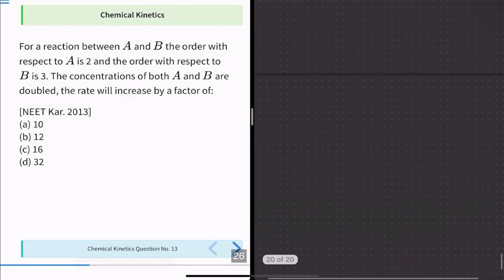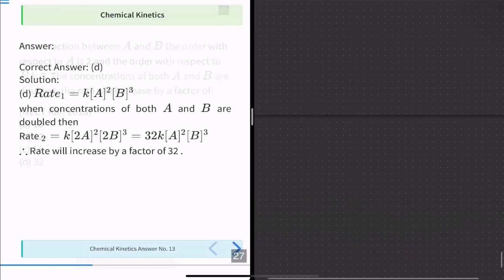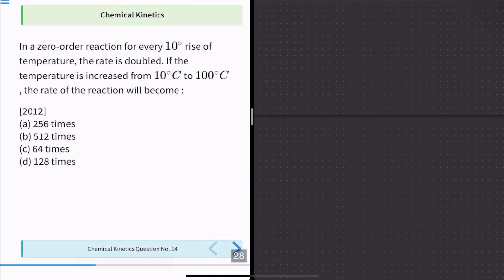Question number 14. In a zero order reaction, for every 10-degree rise of temperature, the rate is doubled. Let's suppose the initial temperature is 0, then it is increased to 10 degrees Celsius. If here the rate is R, it would be doubled in 10 degrees Celsius. So it is 2R here. If the temperature is increased from 10 degrees Celsius to 100 degrees Celsius, the rate of the reaction will become. So how many times it would be doubled?